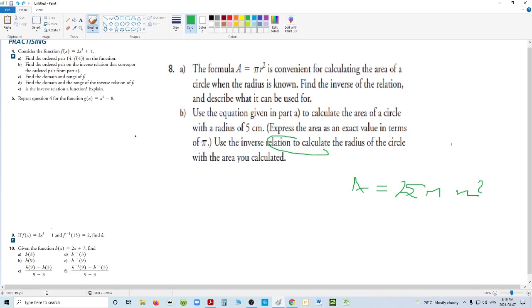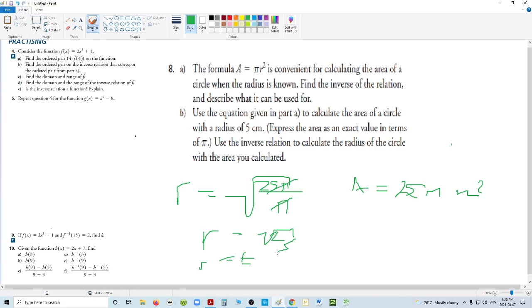Use the inverse relation to calculate the radius of the circle of the area you just calculated. Okay, well, radius is equal to the square root of 25 pi divided by pi. So sure enough, they cancel out. So radius is equal to the square root of 25, which means my radius is 5. Normally you'd say plus or minus 5, except that we're only working in dimensions, and dimensions are always positive.